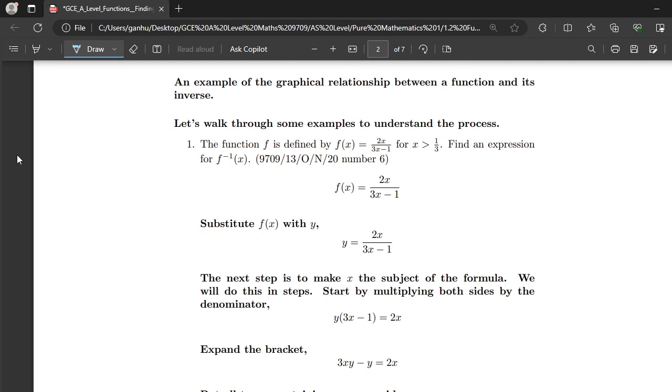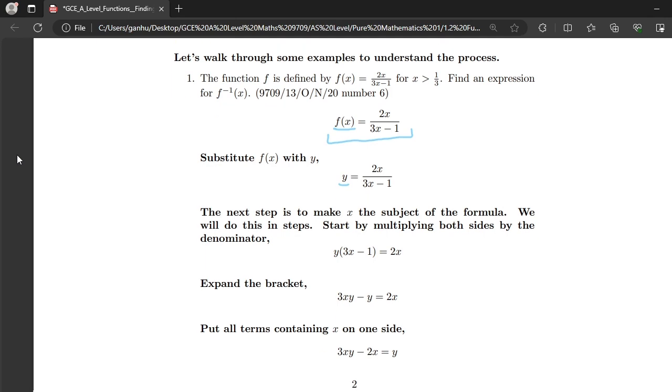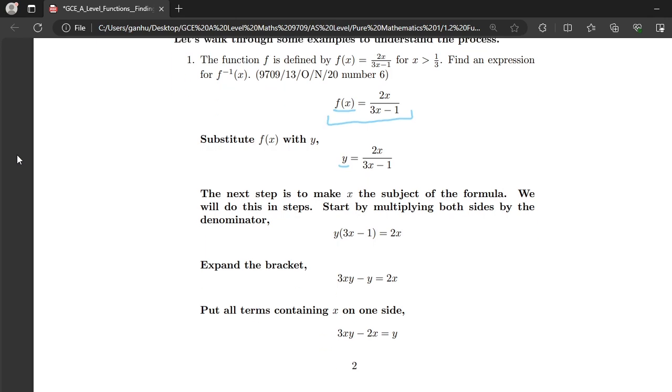So number one, the function f is defined by f of x is equal to 2x over 3x minus 1 for x is greater than 1/3. Find an expression for f inverse of x. So we have our original function being f of x is equal to 2x over 3x minus 1. So we're going to start by substituting f of x with y. So it becomes y is equal to 2x over 3x minus 1. Then our goal from here is to make x the subject of the formula.